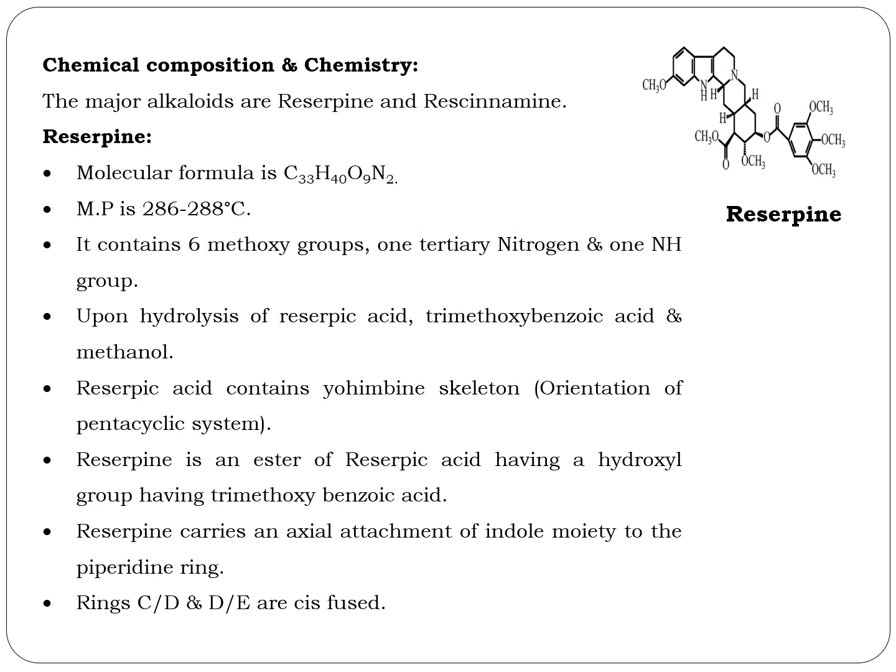The major alkaloids present in Rauwolfia are reserpine and rescinnamine. The molecular formula of reserpine is C33H40O9N2 and its melting point is 286 to 288 degrees Celsius. It contains 6 methoxy groups, 1 tertiary nitrogen and 1 NH group. Upon hydrolysis, reserpic acid, trimethoxybenzoic acid and methanol are formed.